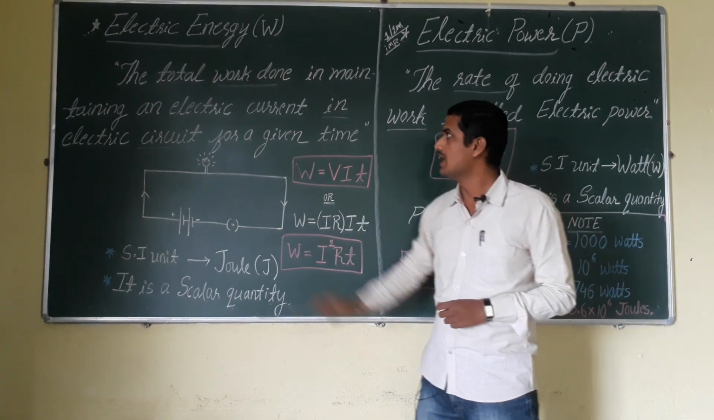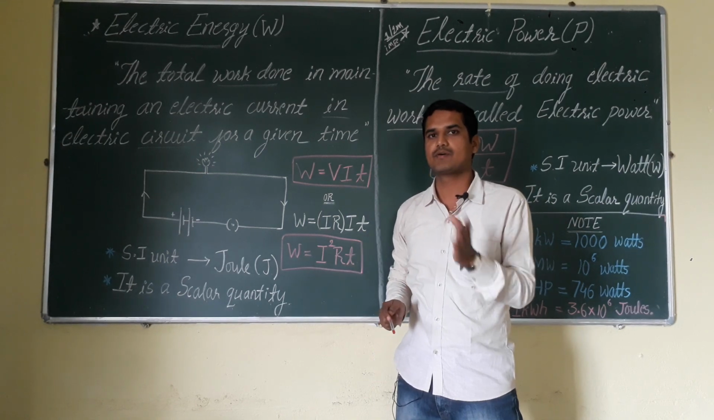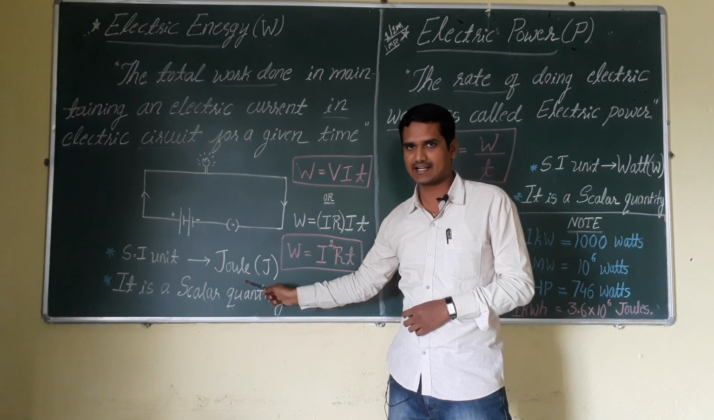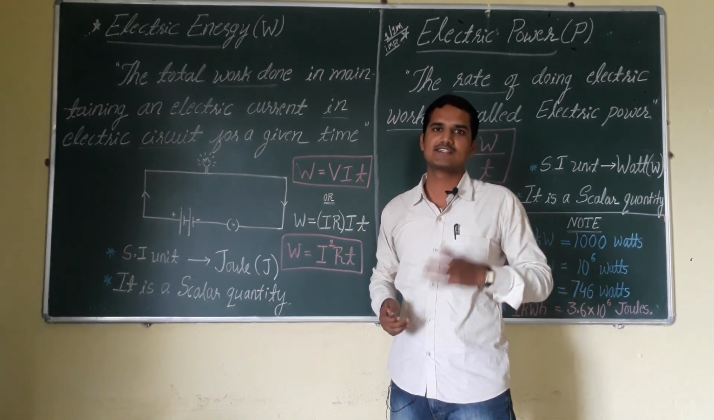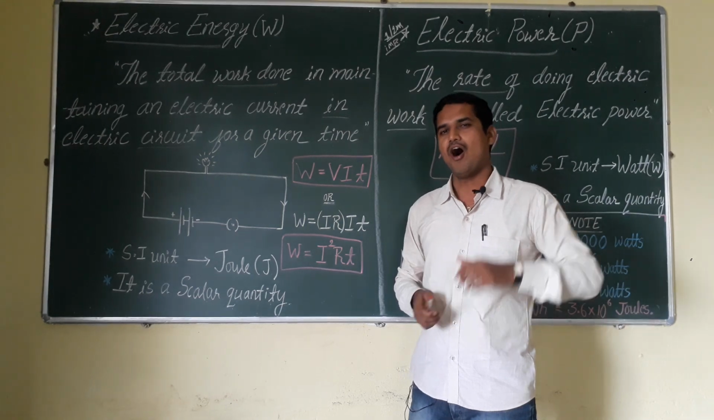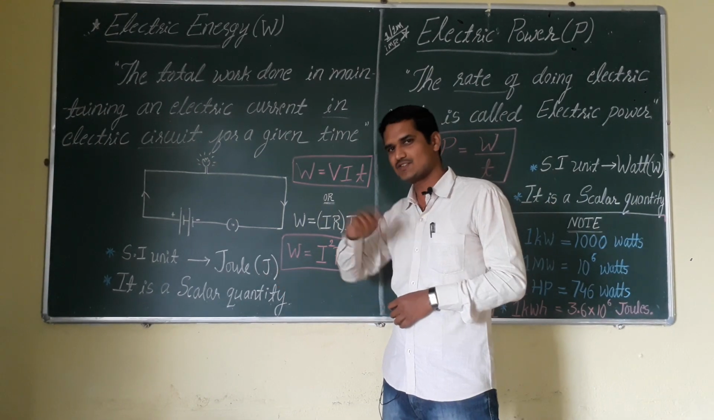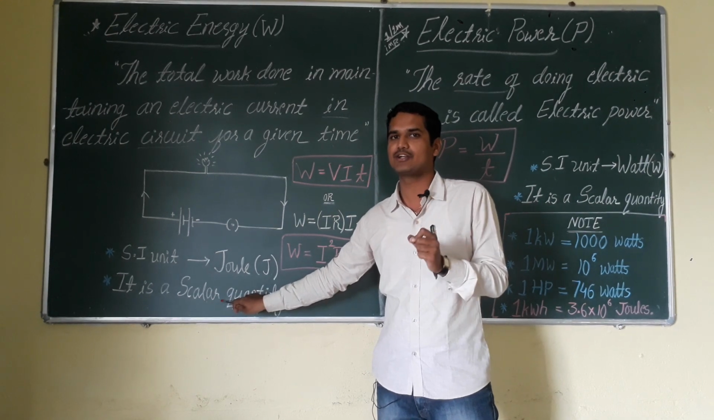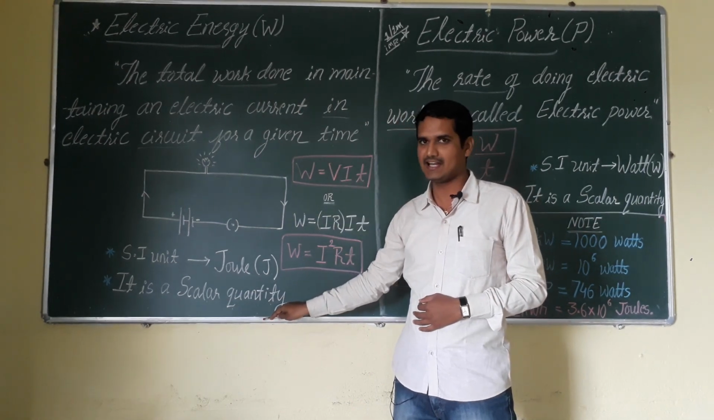Also remember, electrical energy has the SI unit, or system of international unit, Joule. Joule is the SI unit of electrical energy. You know all the types of energy, kinetic energy, potential energy, solar energy, electrical energy, all have the same SI unit, and that SI unit is nothing but Joule. Also remember, it is a scalar quantity, a quantity which has only magnitude and no specific direction. This is the explanation about electrical energy.